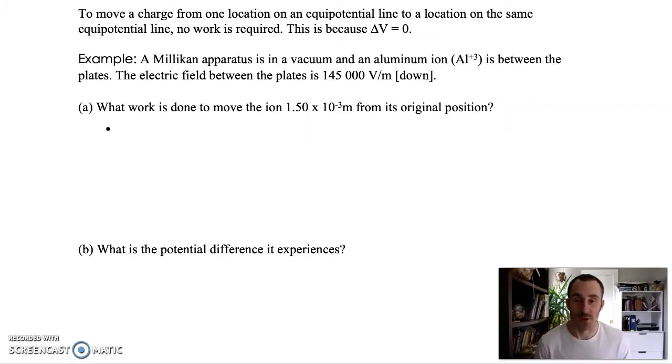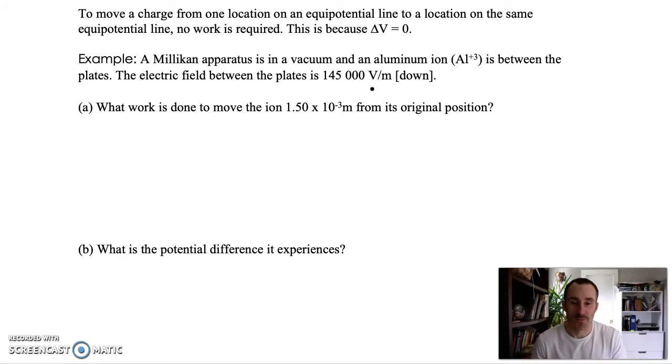Now let's do our example. A Millikan apparatus is in a vacuum and an aluminum ion, which has a charge of +3, is between the plates. The electric field between the plates is 145,000 volts per meter down. Volts per meter. That's usually not how we measure the electric field, or not how we have in the past at least, but let's do a little unit analysis of volts per meter, and we'll see that it's actually not different than what we've done before.